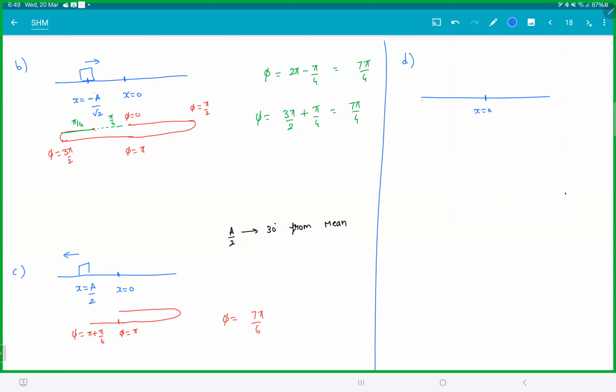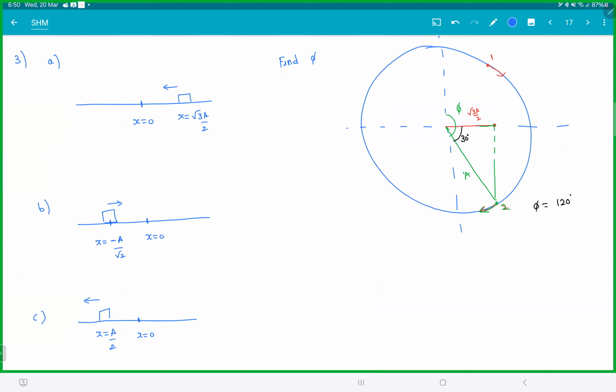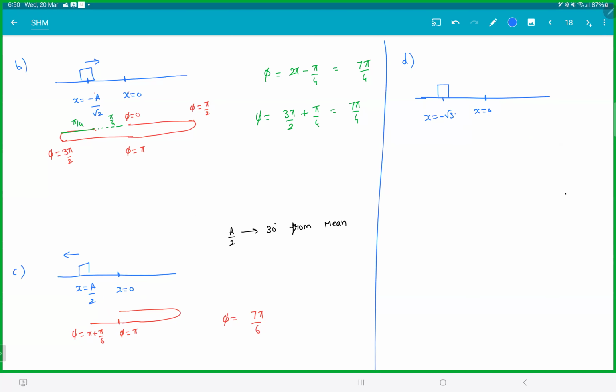Suppose x is 0 is this. Let's say this is x is equal to minus root 3a by 2, going this way. The moment you see root 3a by 2, just remember 60 degrees from mean. Left or right is different. Meaning from the mean position, you're 60 degrees away.